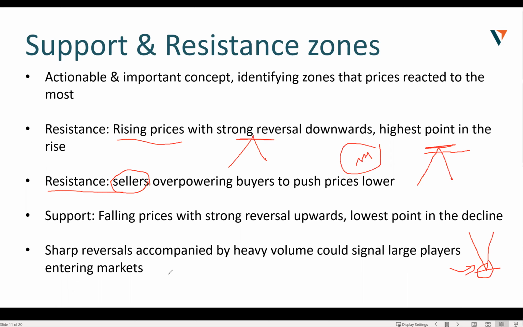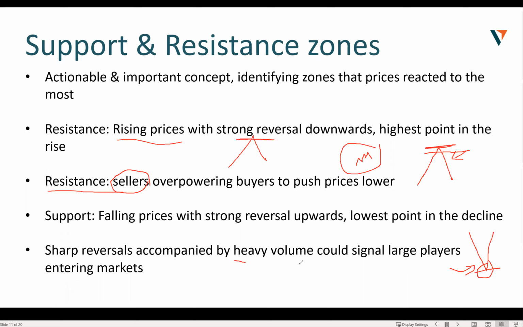So these sharp reversals, ideally if they're accompanied by heavy volume, this is a good sign. Essentially what this means is that you have bigger players entering the market. So it works for both resistance and support levels. When price comes into this region, if you have huge selling volume over here, it shows that you have big sellers, larger players, entering the market to push prices lower, and likewise the same thing with support.